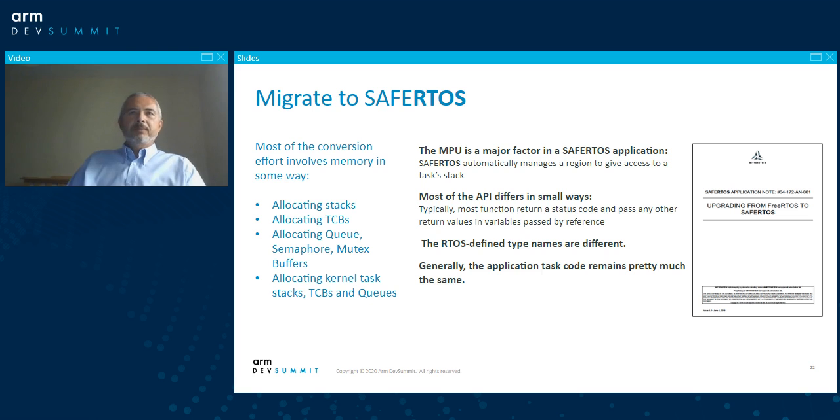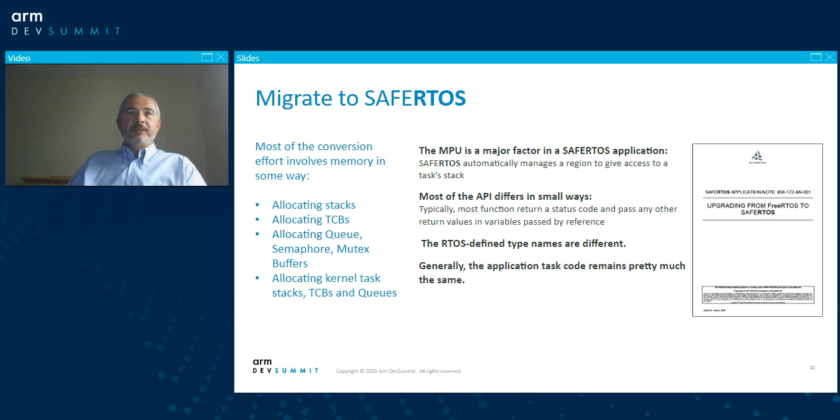Where supported by the processor hardware, SAFERTOS will make use of the memory protection unit. To make maximum use of this feature, the application designer needs to understand his memory map, which variables need to be seen by which tasks, which peripherals need access from which tasks, etc.